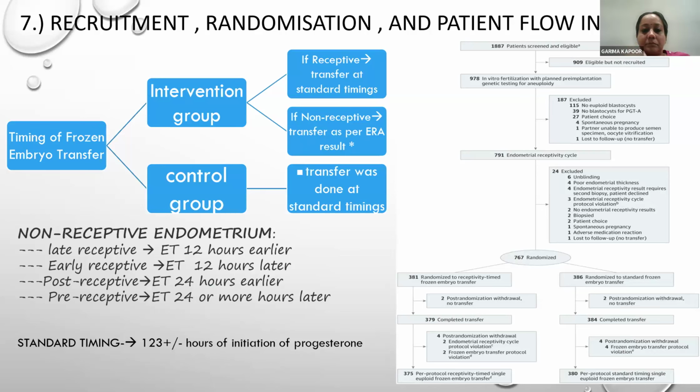Then, after the receptivity testing, came the timing of the frozen embryo transfer. In the control group, the transfer was done at the standard timing. In the intervention group, if the test says that the endometrium is receptive, the transfer was done at the standard timing. If the test says it is non-receptive, then the transfer was done as per the ERA result.